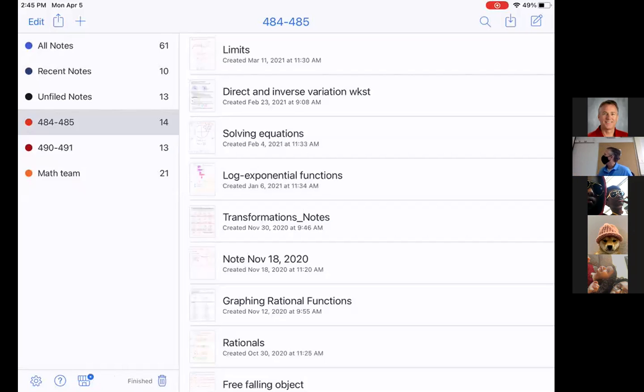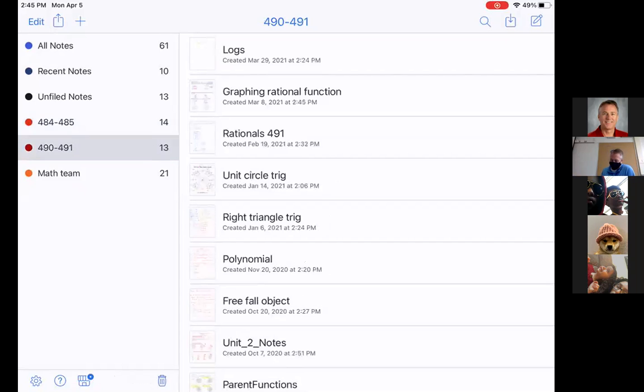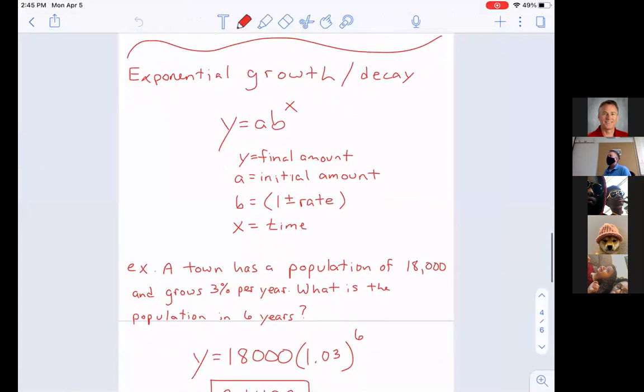All right, so we're gonna go to our notes. Would you guys open up, last class, we were working on, let me go to my 490 notes, and this one that says logs. We were talking about exponential growth and decay.